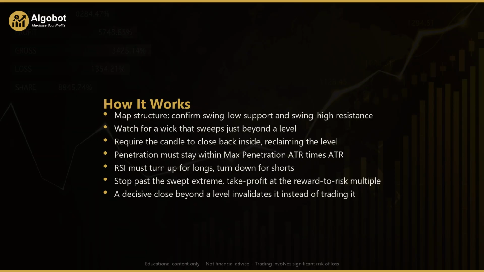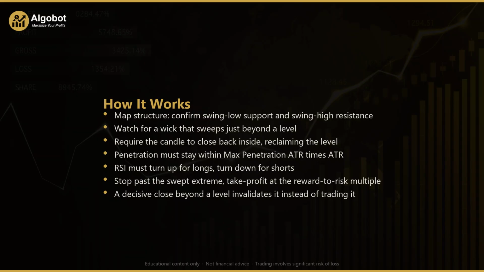Now let's walk through the mechanics step by step, exactly as the code does it. First, the EA builds market structure. On every completed bar, it looks back over a window defined by the swing look-back parameter, which defaults to 3 bars on each side. If the bar in the middle has the lowest low of that window, it's confirmed as a swing low, and that price becomes the active support. If it has the highest high, it becomes the active resistance. Each level is time-stamped with the bar count, so the EA knows how old it is.